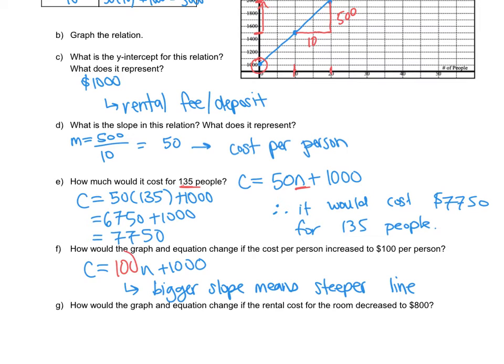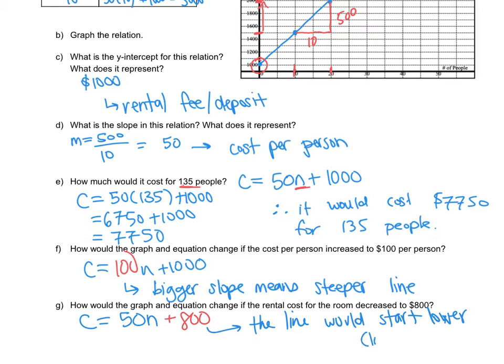Okay, how would the graph and equation change if the rental cost for the room decreased to 800? The cost of the room was 1,000 and now they want us to decrease it. I am going back to my original equation. So C equals 50N, and then instead of plus 1,000, we're going to have plus 800. Now 800 was the y-intercept, which means if the y-intercept has dropped, the line would start lower. And we can make a note: lower y-intercept as well.